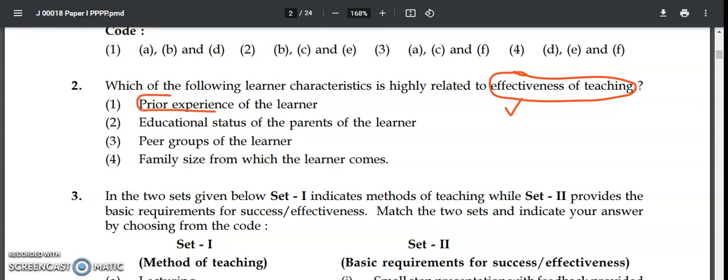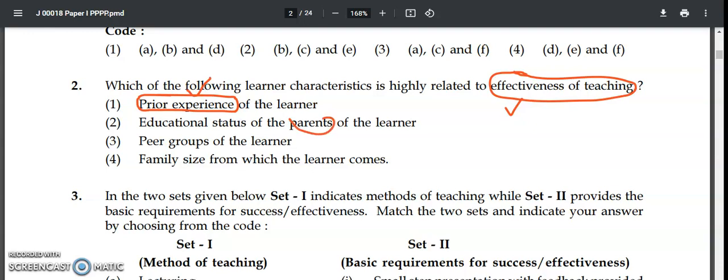What is the meaning of this prior experience? It means prerequisite knowledge. If the student is studying 8th class mathematics, then the student must have the knowledge regarding 7th class mathematics, 6th class mathematics, 5th as well as the 4th. Whatever the previous classes' mathematics knowledge is, that can be taken as a prior experience of the learner.